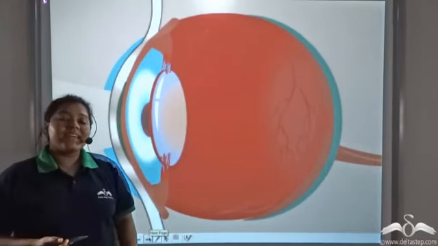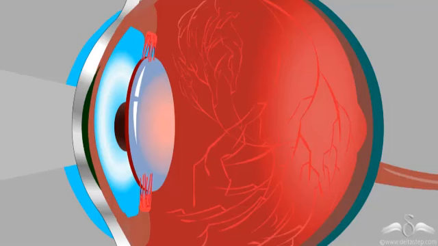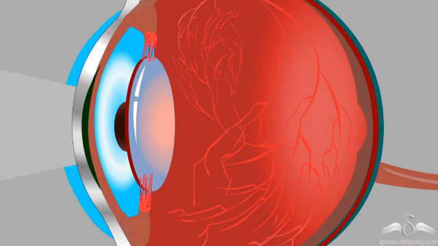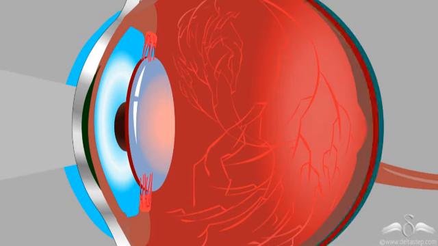I told you that there is a sclera and a retina. So this is the sclera and this is the retina. Now between these two layers is another layer which is highly vascular or has a lot of blood vessels and is known as the choroid. Choroid gives nourishment to the eye because it contains the blood vessels. This is the choroid.